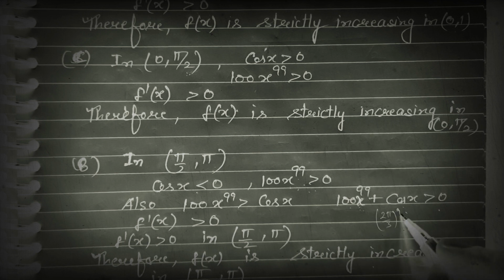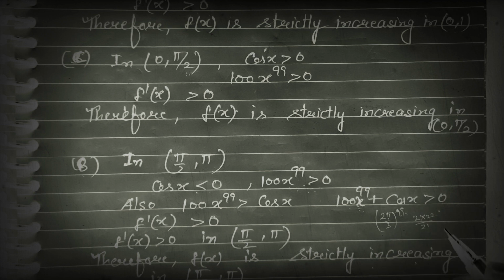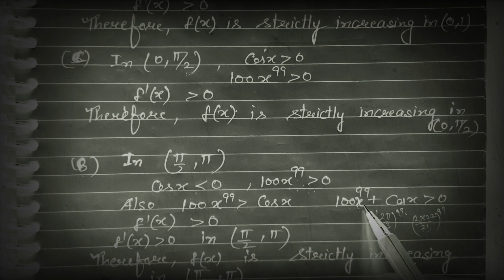2 pi by 3 power 99. If in place of pi we take 22/7, then it is 22/21. Okay, so 44/21. It is more than 1, and more than 1 power 99 is more than 1. So it is 100 into more than 1.